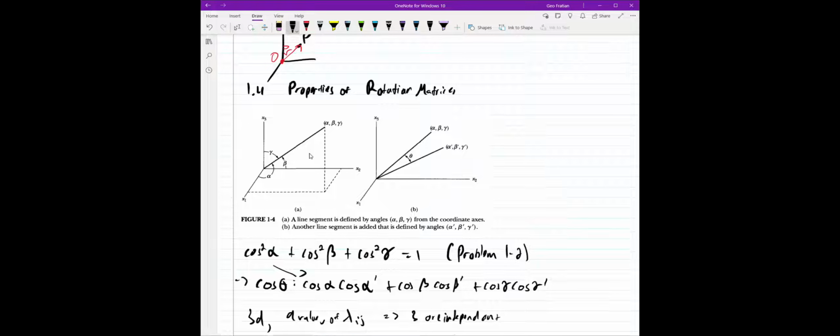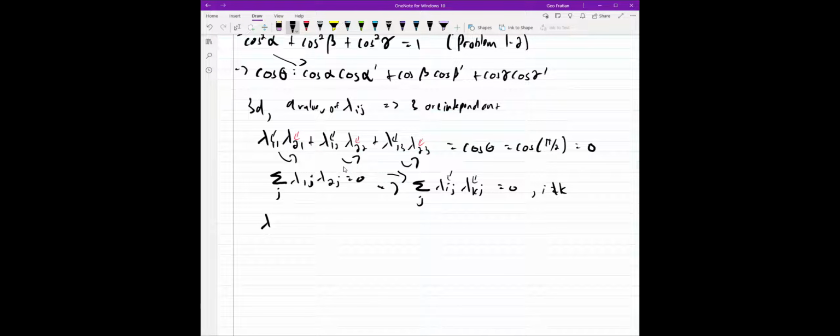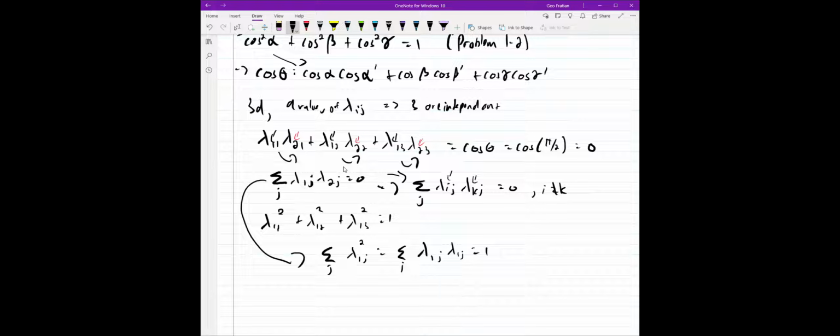And this lets us, again, go back to this equation right here. That tells us lambda 1,1 squared plus lambda 1,2 squared plus lambda 1,3 squared is equal to 1, or the sum over j of lambda ij squared, let's just break it down, lambda 1j, lambda 1j is equal to 1, which is what I just alluded to up here. What happens if the numbers are the same? So if i equals k, it's 1.